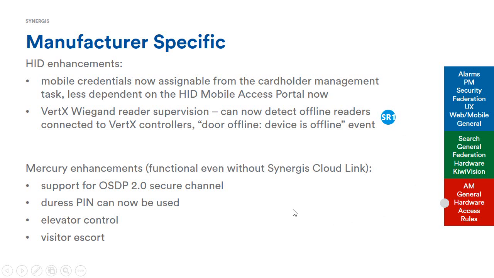Looking at our Mercury side, a few enhancements here, and bear in mind that all of these can happen even if the Mercury panel goes offline from the Synergist Cloud Link. So we do have support for OSDP 2.0 secure channel. The duress pin can now be used, and we now have elevator control and visitor escort.